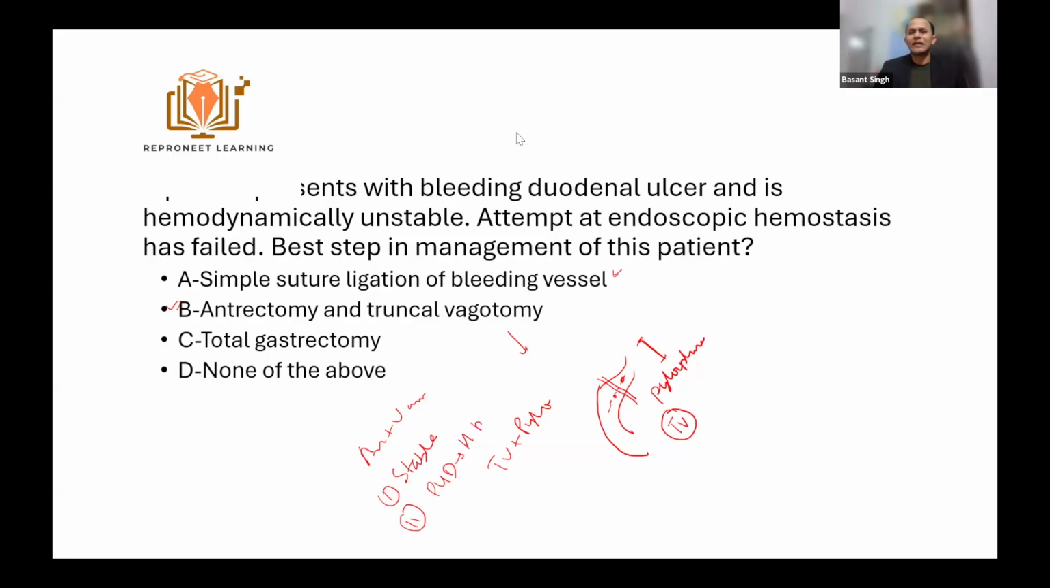Okay, so already the patient has received treatment for H. pylori multiple times and he has failed treatment. So this is a patient who has refractory peptic ulcer disease. Okay, so refractory peptic ulcer disease, number one.